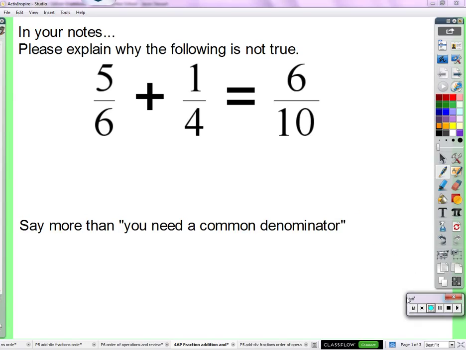So by saying more than just you need a common denominator, how can you explain why this can't be true? So 6 times isn't true, because 6 and 4's lowest common multiple is 24. But you're pretty much saying common denominator. Then it would be 6 24ths. You're resting on you need a common denominator. I didn't say least common multiple; least common denominator is the same thing.